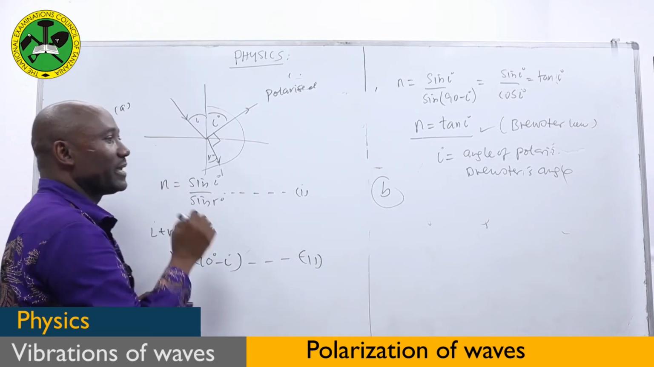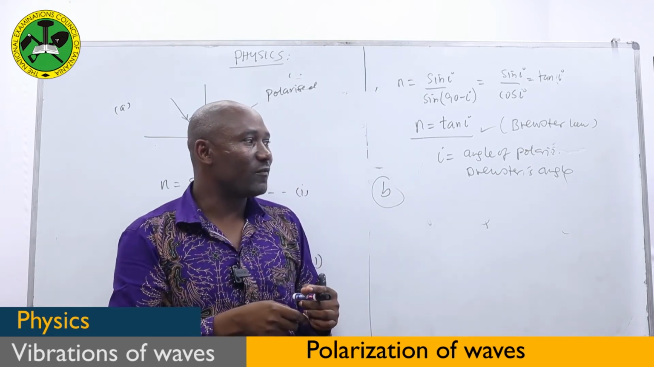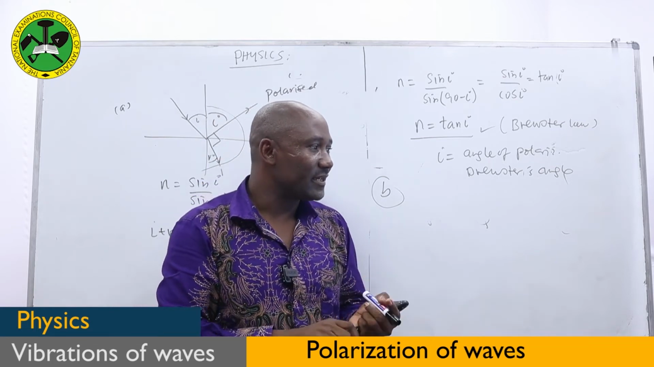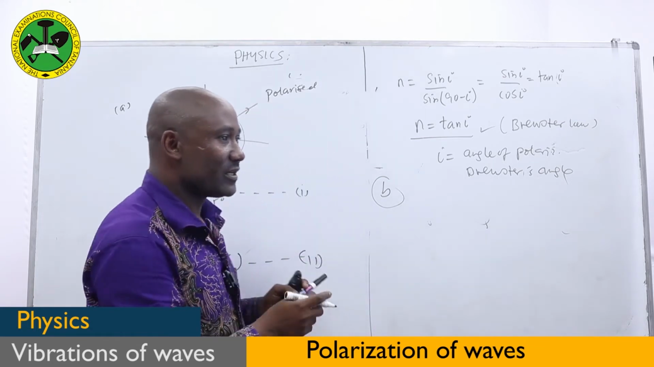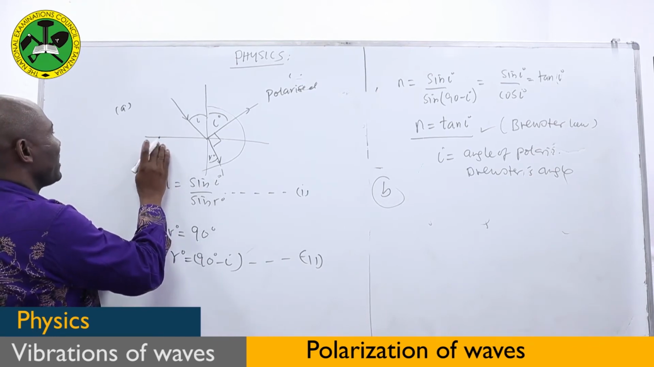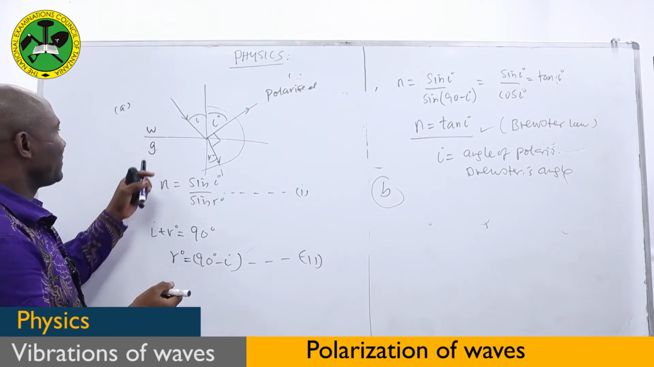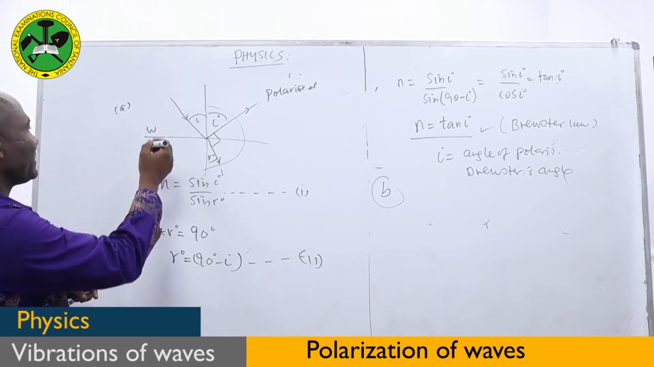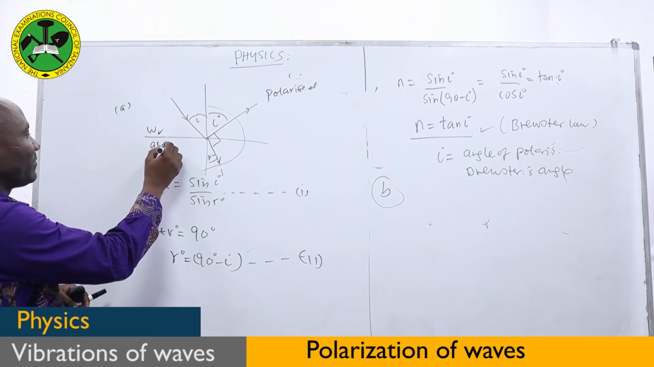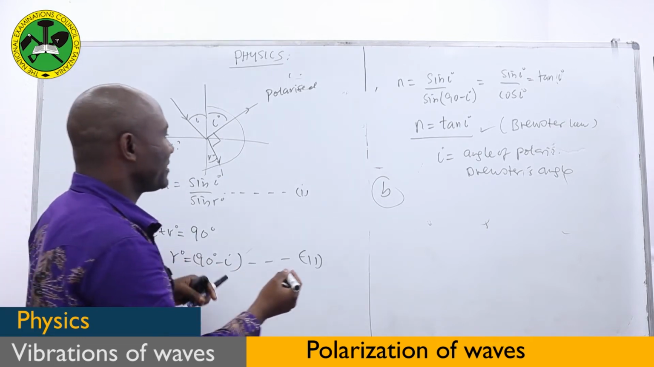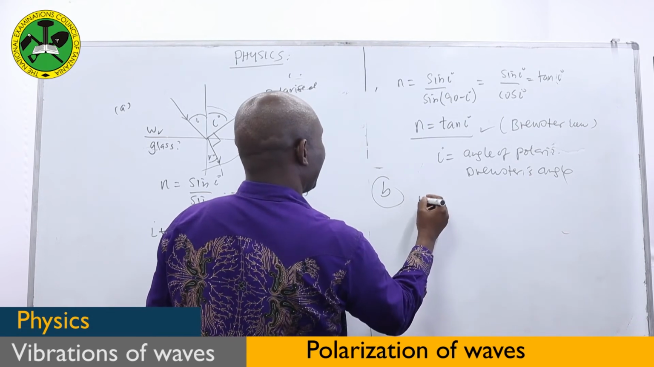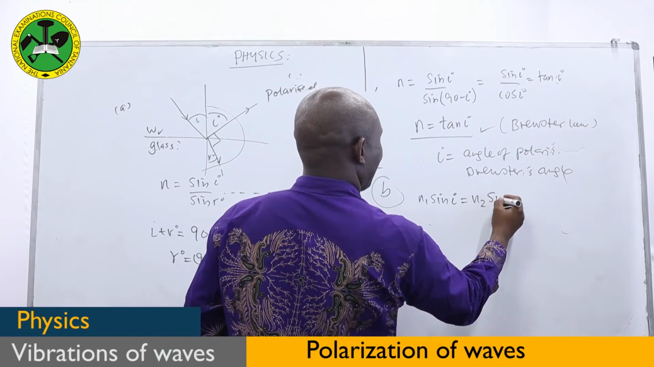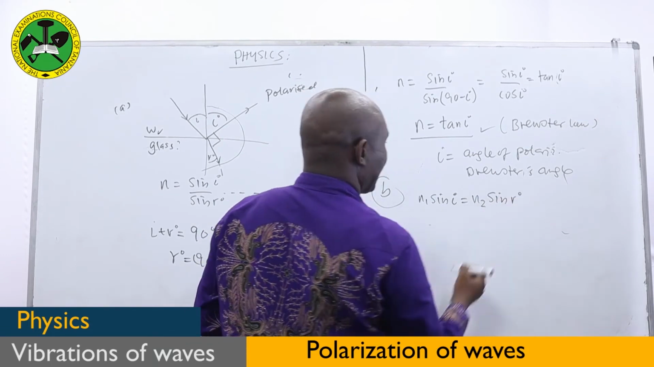So here we have two media. A beam of light is traveling in water, strikes a glass which is immersed in liquid. So it's from water to the glass. And we have the refractive index of water, and the refractive index of glass is supposed to be found. So from this we find that N1 sine I equals N2 sine R.